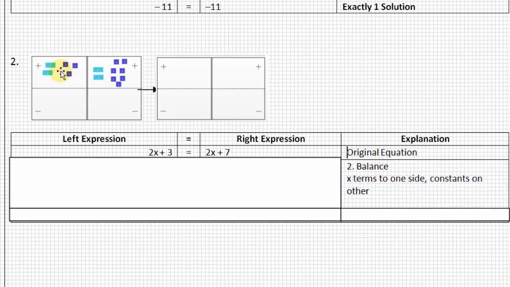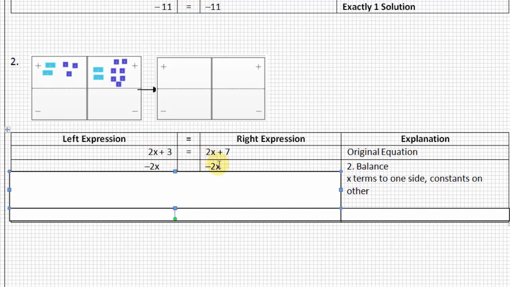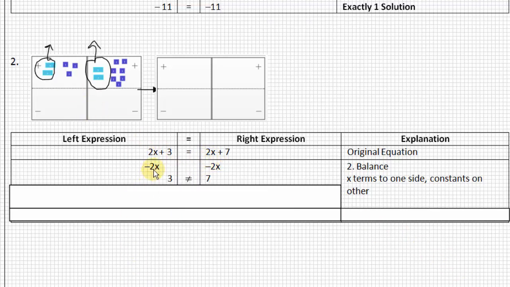So we can see that there's two x's on both sides that we can subtract. We can see that in our equation too. So we're going to do that. And if I subtract two x's, I'm showing that on my expression mat as well as down here on my table. I'm going to get 3 and 7. The 3 left, and then we know that that's not equal.